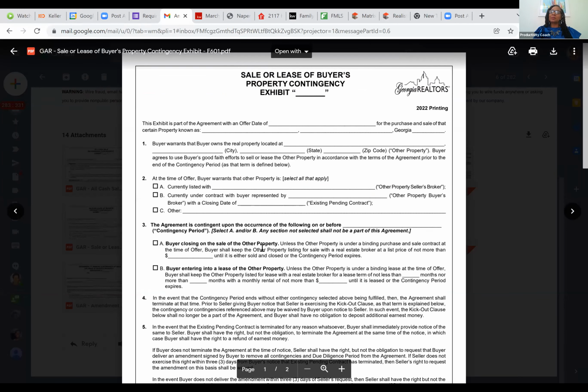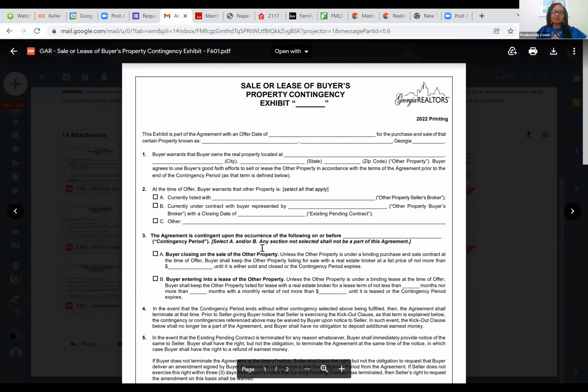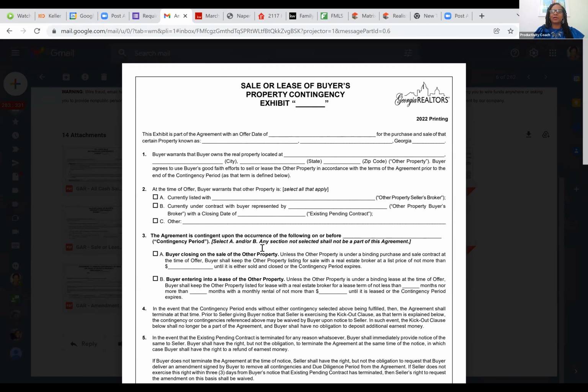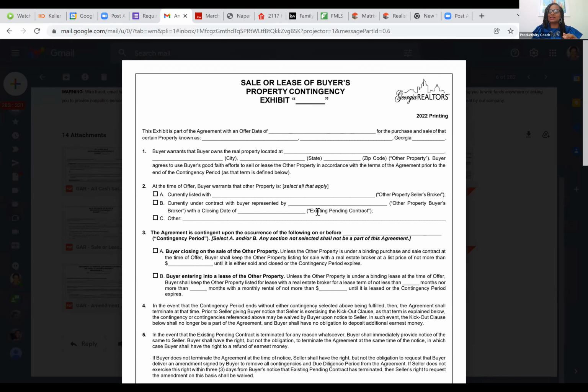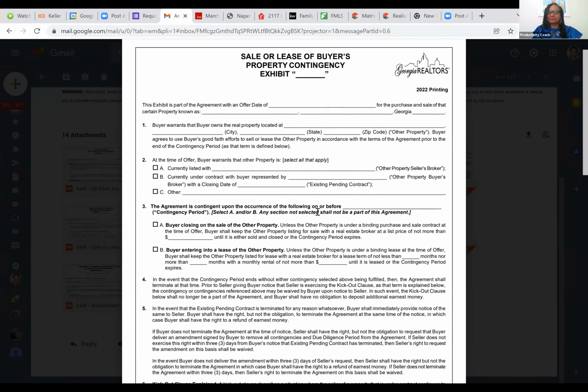Okay, let's talk about this exhibit before we move on to amendments. So this exhibit should be used every time you're selling a home and they have to sell that house before they can buy. Now, there are agents who are running around knowing that they have to sell before they buy, and this is not attached as a part of the contract because they want to win the deal.